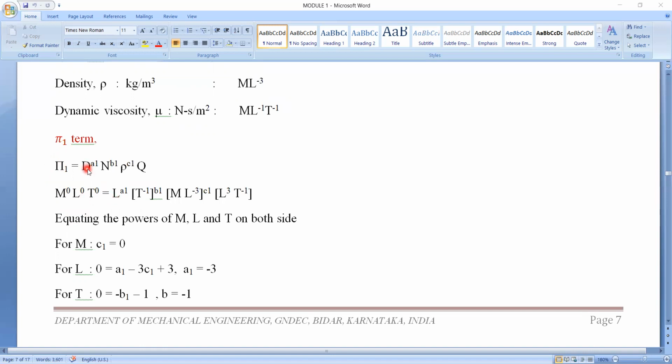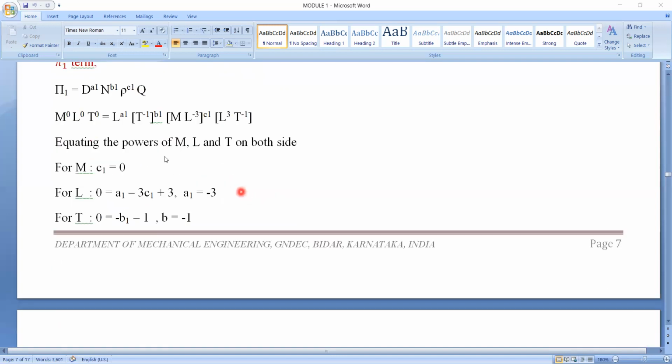On the RHS, write the dimensional form. For diameter, L raised to a1 as it is. For speed N, T to the power minus 1, raised to b1. And for rho, that is kg per meter cube, M L to the power minus 3, whole raised to c1. And for Q, we have L cube T to the power minus 1 as it is. Now, in order to get the values of the unknowns a1, b1, c1, just compare the coefficients, just compare the bases.